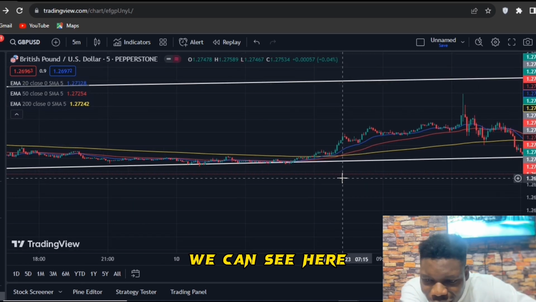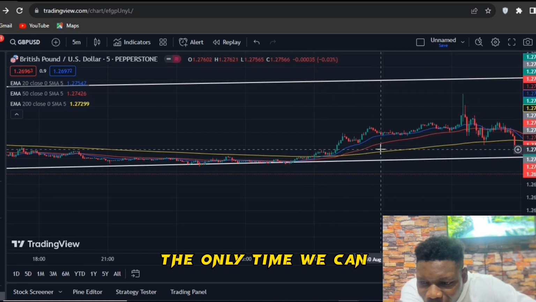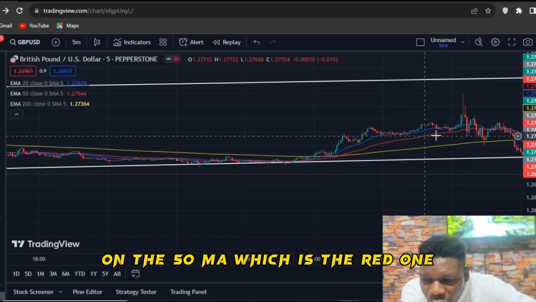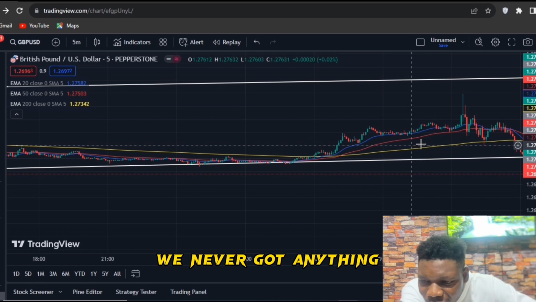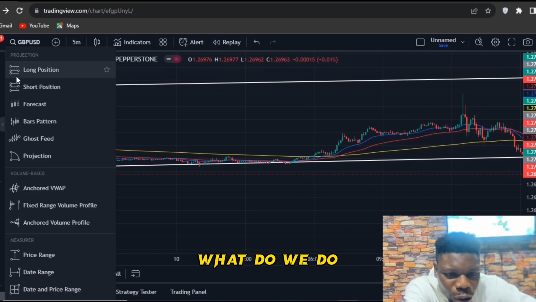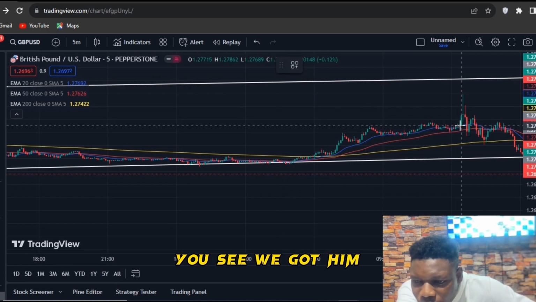Simple, guys. We can see here price crossed here. We can't enter, we have to wait. The only time we can enter here is to wait for the retest on the 50 moving average, which is the red one. We never got anything. I think we got one here. You see, enter here. Just enter your 1 to 2 and get out of the market. You see, we got in.